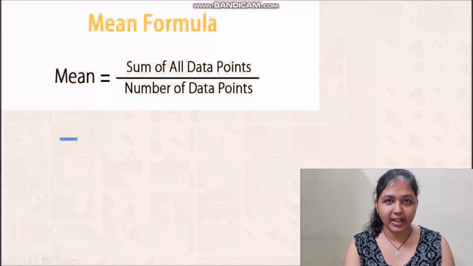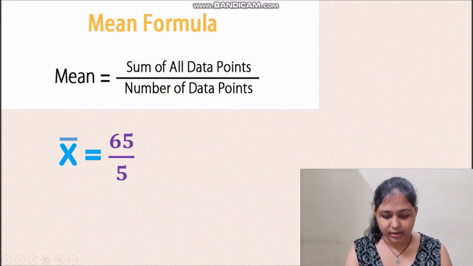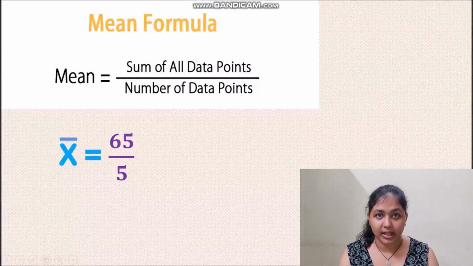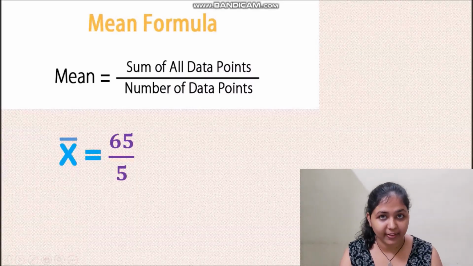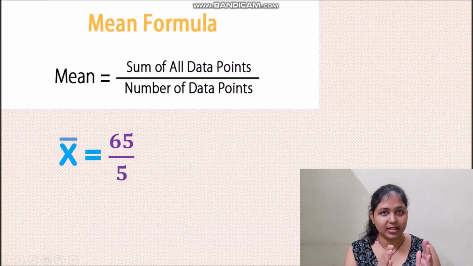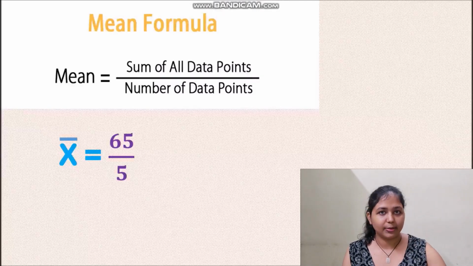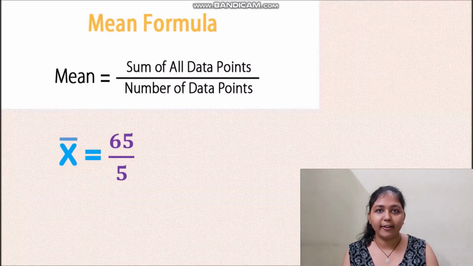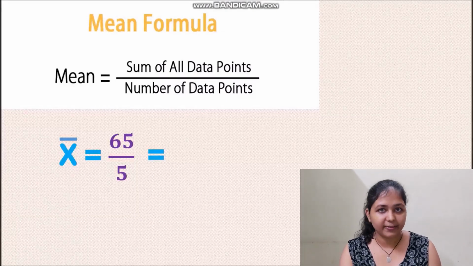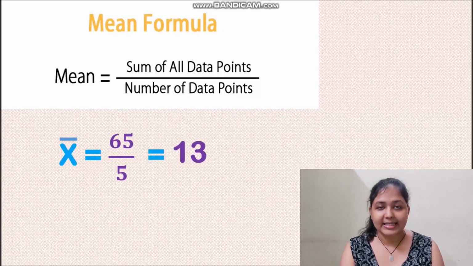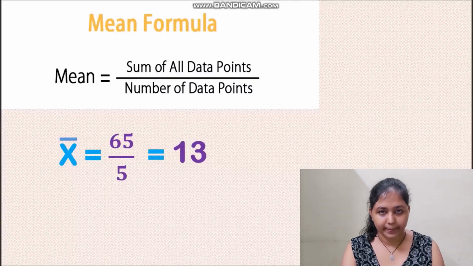Now we are going to find the mean for it. So we put it here in the formula. x bar equals 65 divided by 5. 65 was the sum of all the data points, and we saw that there are in all 5 data points, so it is divided by 5. So 65 divided by 5 is equal to 13.